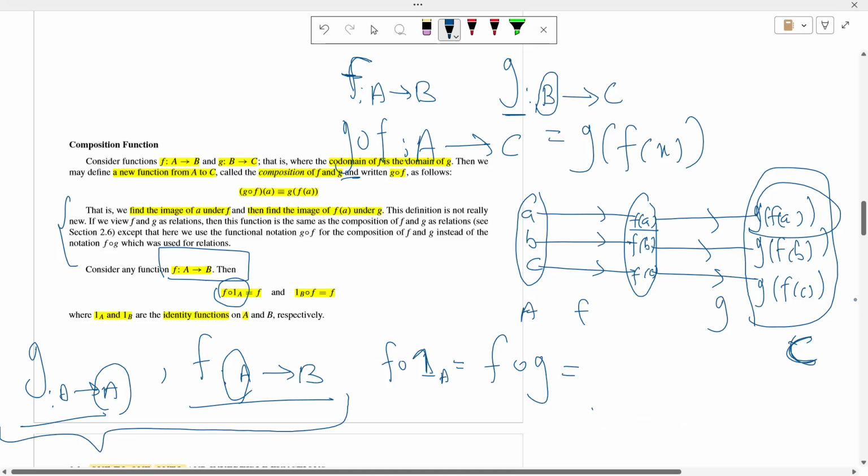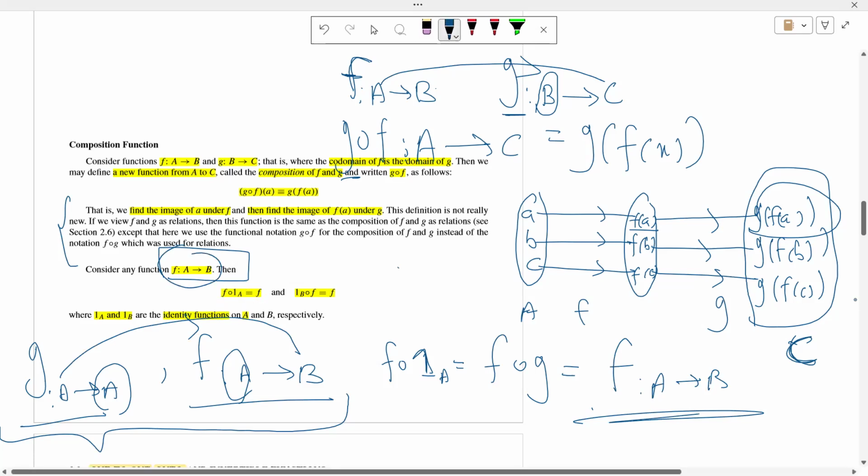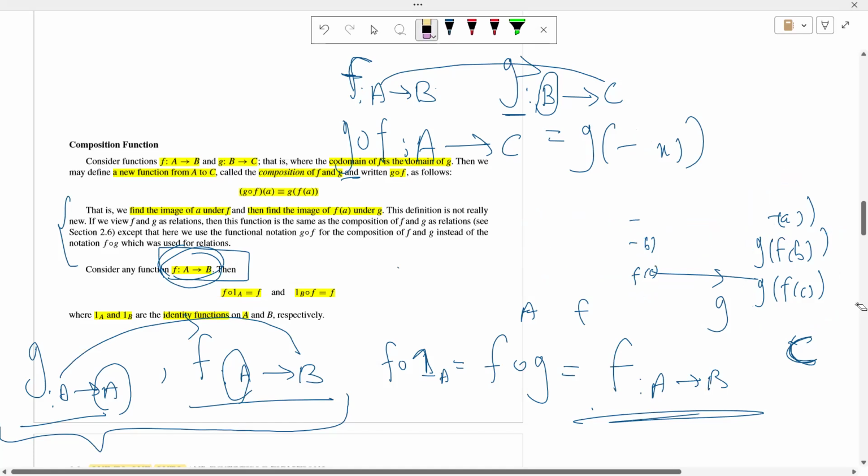Just look here: A to B, B to C, then we are getting a function from A to C. Similarly, A to A, then A to B, we get a function from A to B. So the function is F. We are getting A to B as a function, which is the already given function. So they are telling us this is F, equal to F. Similarly, they are telling another point.